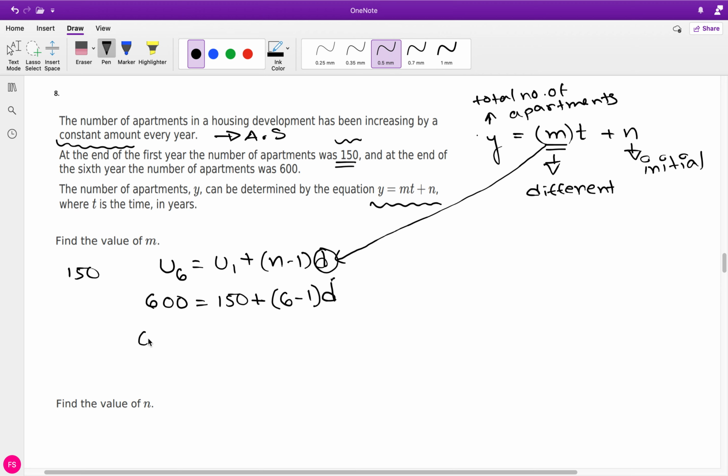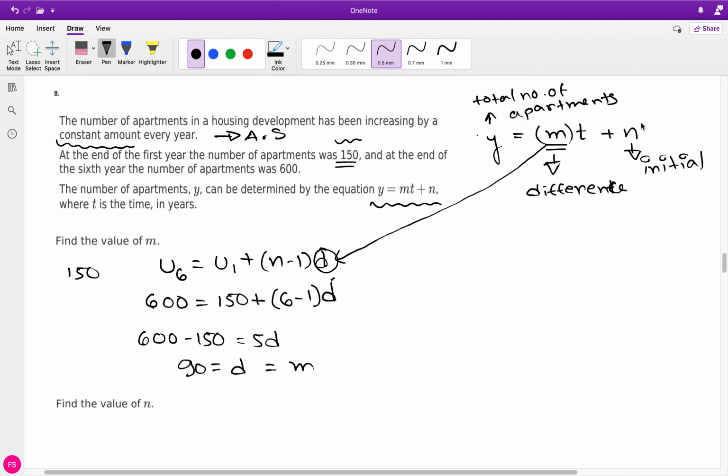So if you want to solve it, it's just 600 minus 150 equals 5d. Then you can solve it by subtracting 150 from 600. That will give you 450, and you can divide it by 5 to get the common difference. This will give you 90. This is the value of M in this case. Like I told you before, the difference. So in the question, this means the number that has been increasing every year is the difference. Then we need to find the value of N.